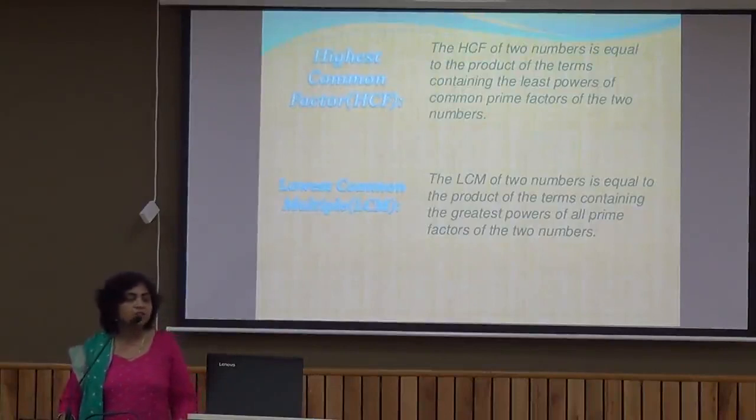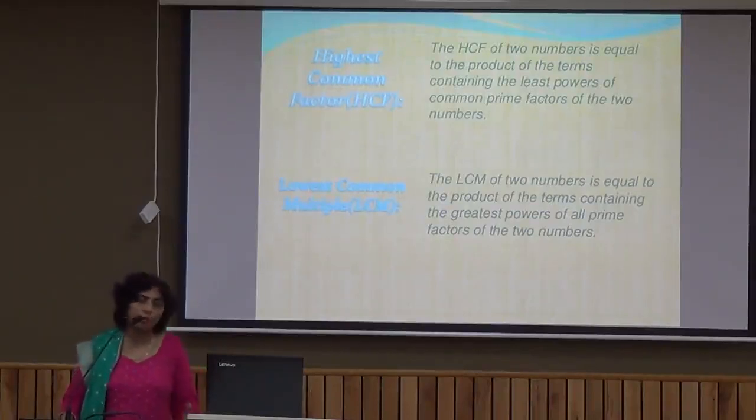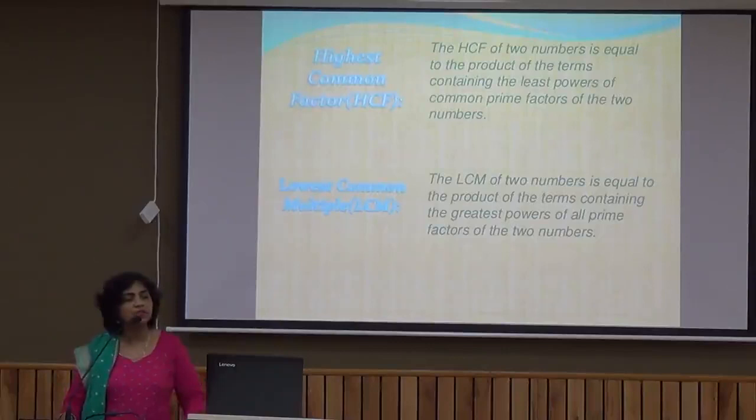And the LCM of two numbers is equal to the product of the terms containing the greatest power. We look for all the factors, whether common or not common, and then we take the highest powers, and the product of all these gives the LCM of the given numbers.